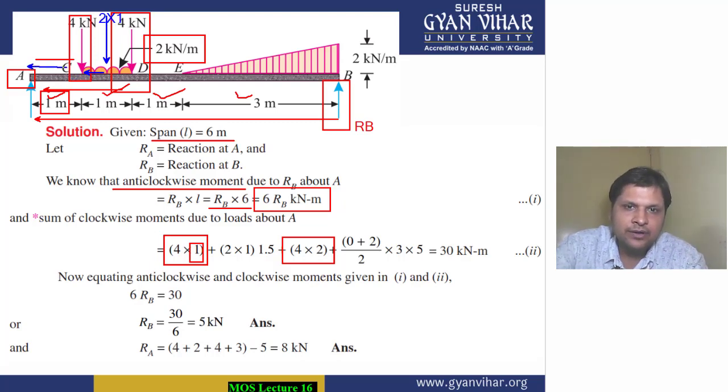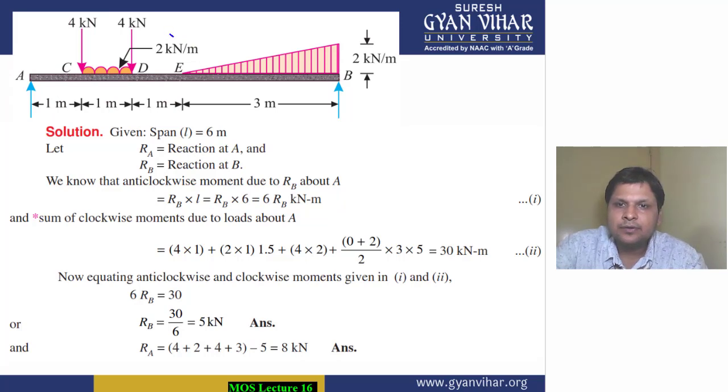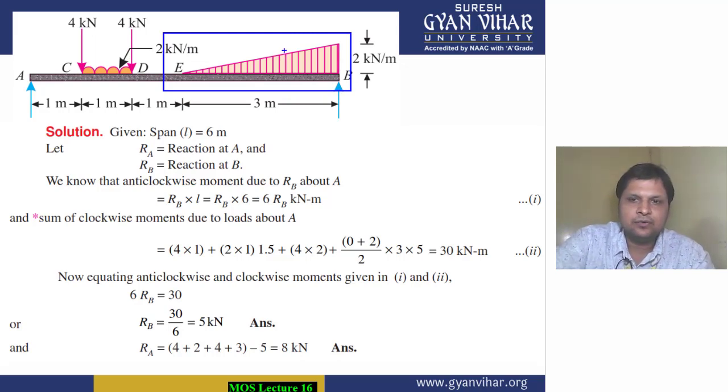And from A to C, what is the length? It is given as 1 meter. So 1 meter plus 0.5 meter will give you the distance of this UDL, which has been converted into a point load of value 2 into 1. So 2 into distance 1.5 will give you the moment obtained from this UDL. So 2 into 1.5. Alright, now the only one that is left here is this particular load, which is the uniformly varying load.